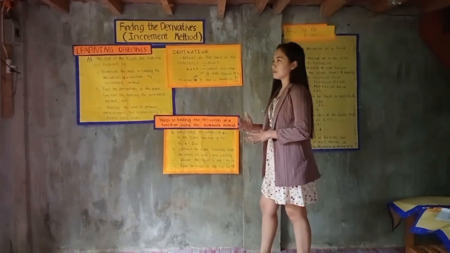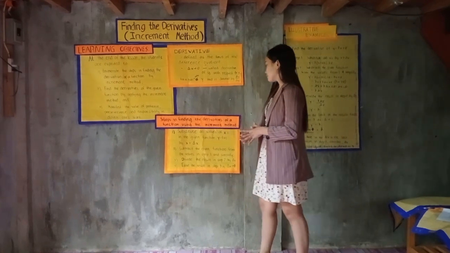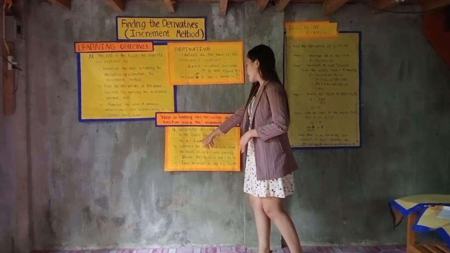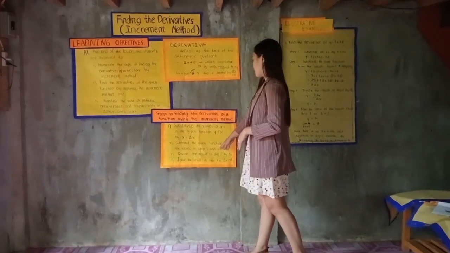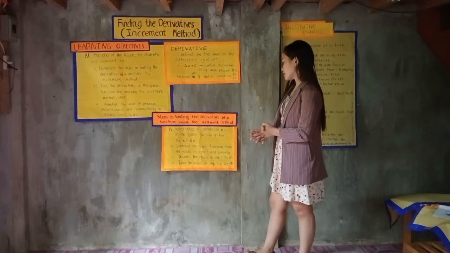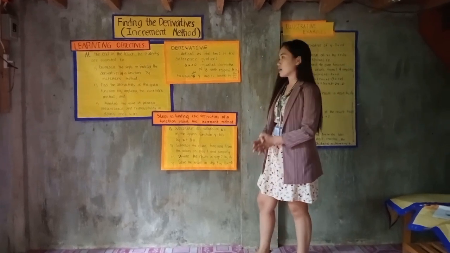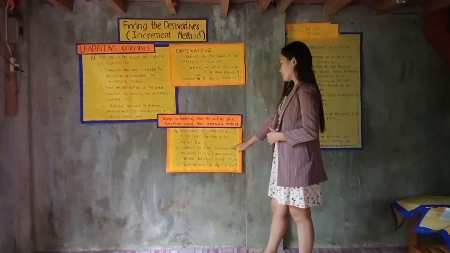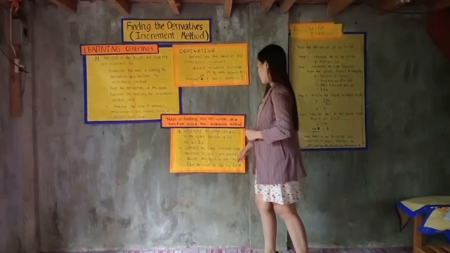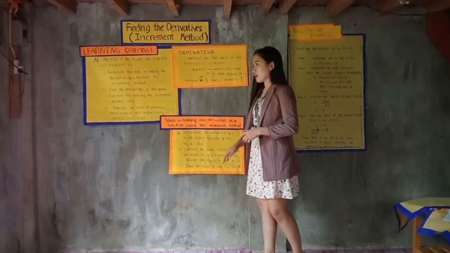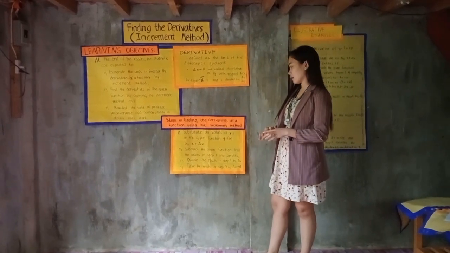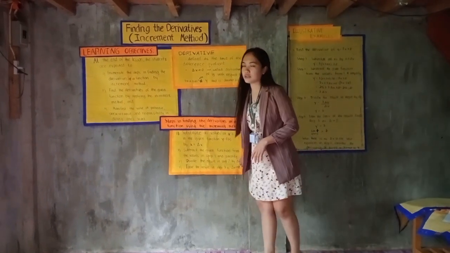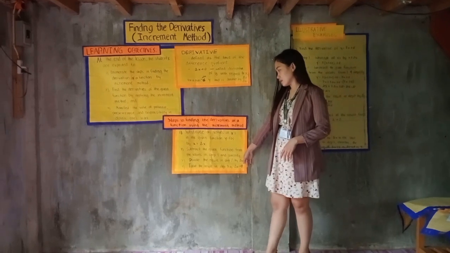So, after natin ma-substitute yung x plus delta x, in step 2, kailangan nating i-subtract yung original function sa step 1. And then number 3, divide the result in step 2 by delta x. So after natin mag-subtract, ito na yung time na mag-divide tayo ng delta x. So, sabi ni number 3.